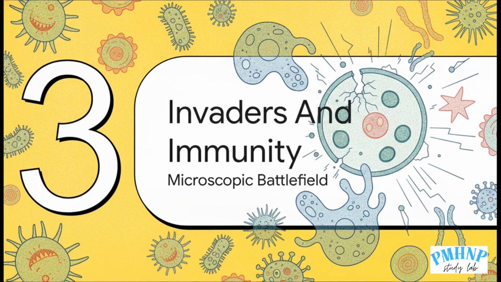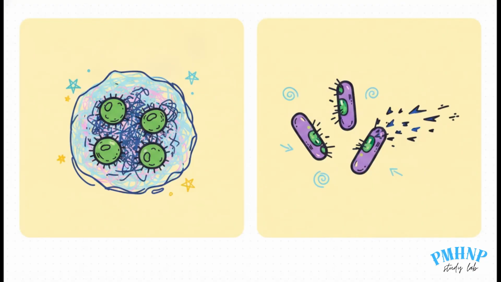Section 3. Pathology, invaders and immunity, the microscopic battlefield. Let's size up our microscopic invaders. On one side, you've got gram-positive bacteria like Staphylococcus aureus. These guys are catalase and coagulase positive, meaning they can actually clot human plasma to build a protective shield around themselves. That makes them highly virulent and capable of triggering toxic shock syndrome. On the flip side, we face gram-negative pathogens like E. coli. Their primary weapon is an endotoxin found right in their outer membrane called lipid A, and that is exactly what can trigger life-threatening systemic septic shock.